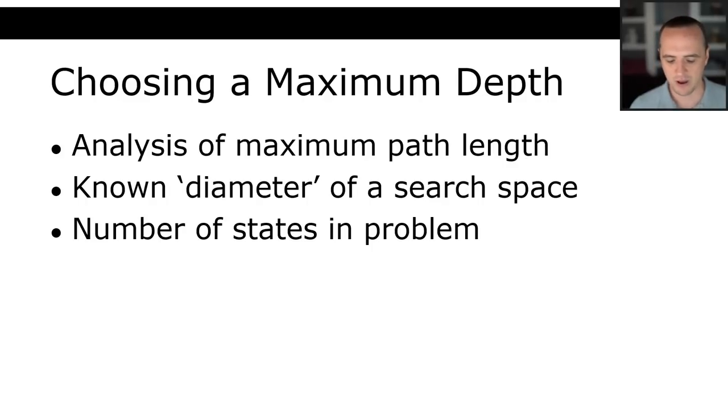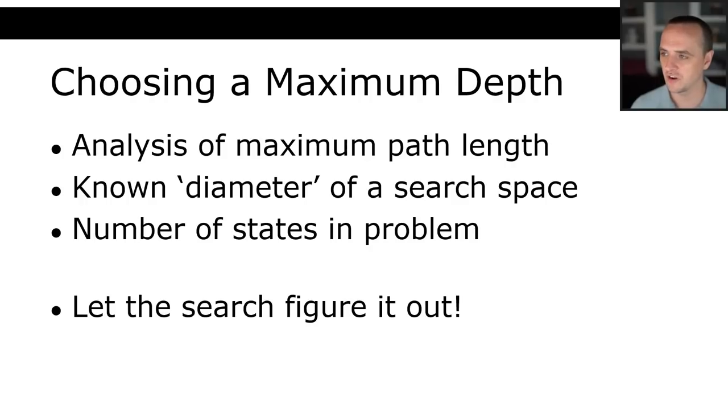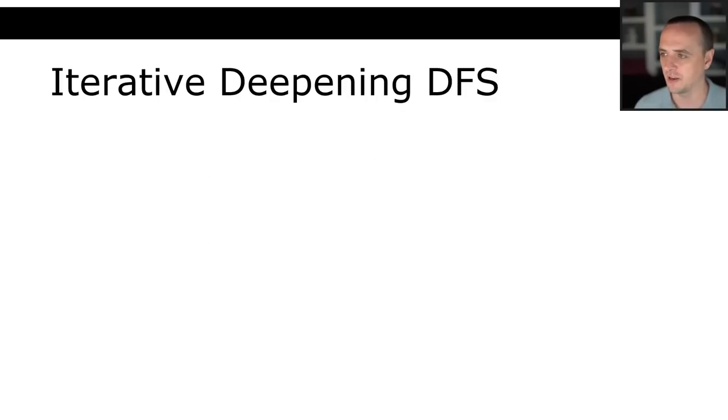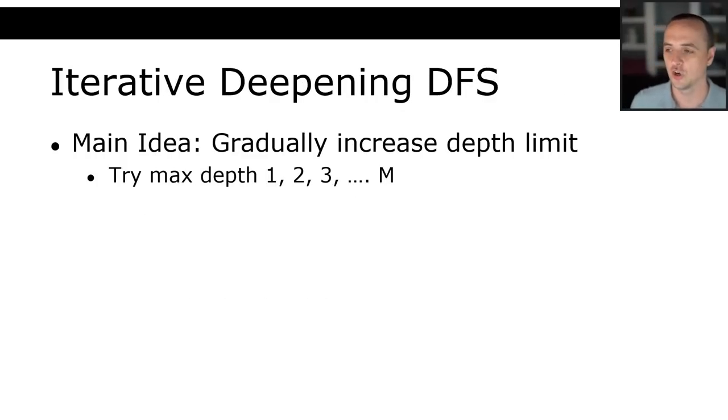But how about we just let the search figure it out? That'll be really interesting. So this is another algorithm called iterative deepening depth first search. And the idea is to gradually increase the depth limit. So we're going to try a maximum depth of 1. Then a maximum depth of 2. If we don't find a solution, maximum depth of 3. Go on, so on and so forth until we get up to the solution.